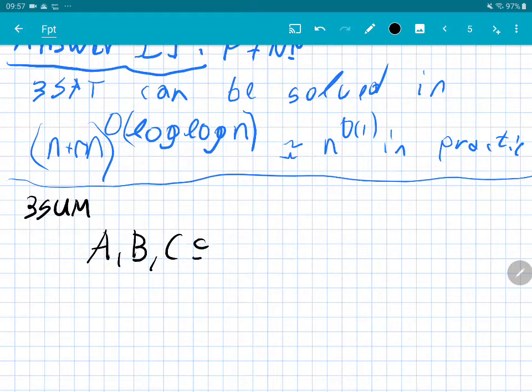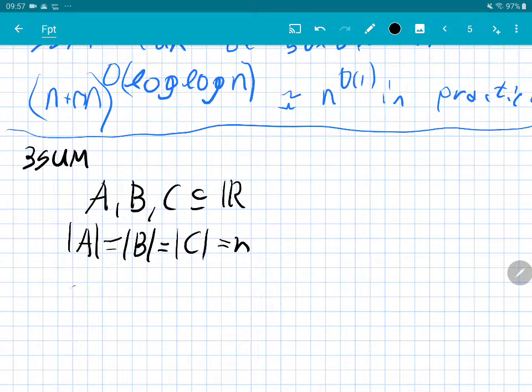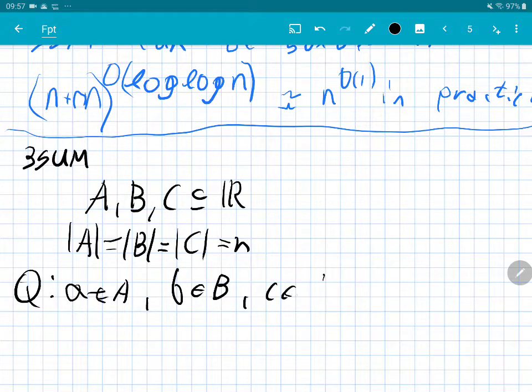We have 3 sets of real numbers. Let's assume that they are all of size n. And now we want to find a triplet that adds up correctly. So the question is: is there a in A, b in B, and c in C such that a plus b equals c?